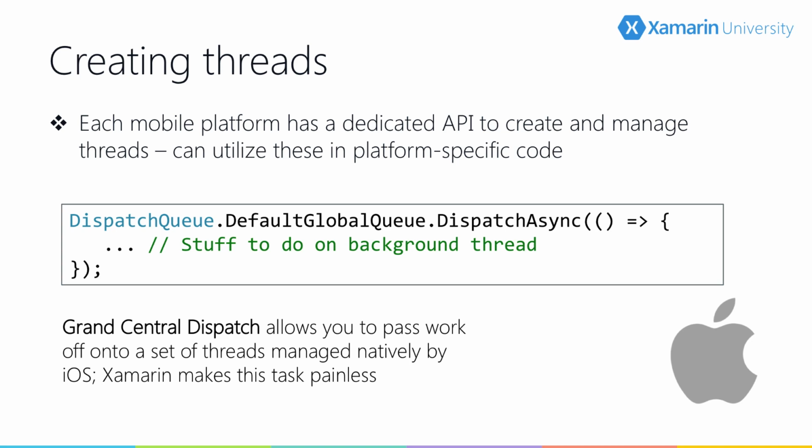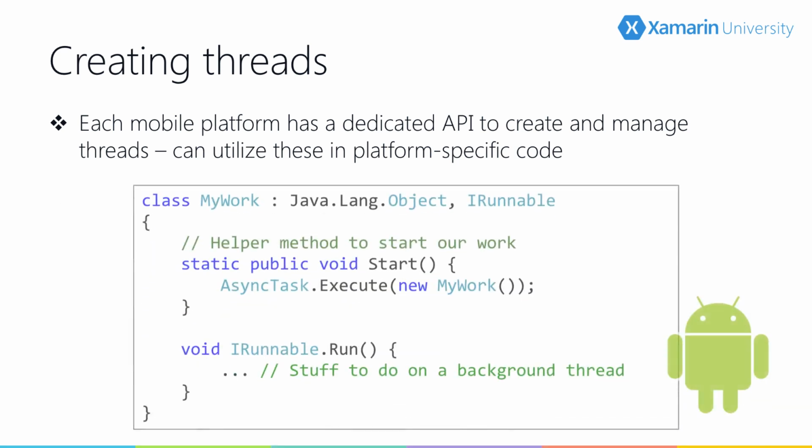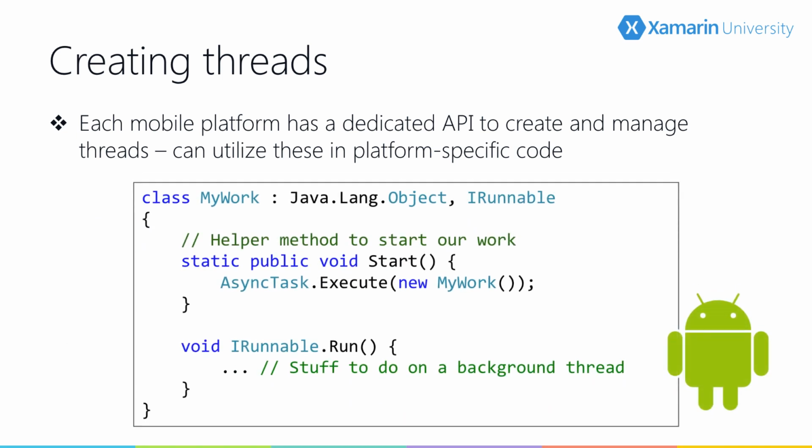We call DispatchQueue.DefaultGlobalQueue.DispatchAsync, and we provide the code that should be run on a secondary thread. Now what about Android? Well, in Android, very different, but again, something that is provided by the operating system. There we can create a dedicated runnable class. You see how it's implementing the IRunnable interface here. And then we pass that runnable to the AsyncTask API. And it will then execute the Run method without blocking the main thread.